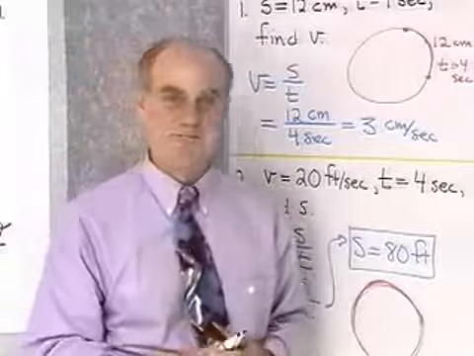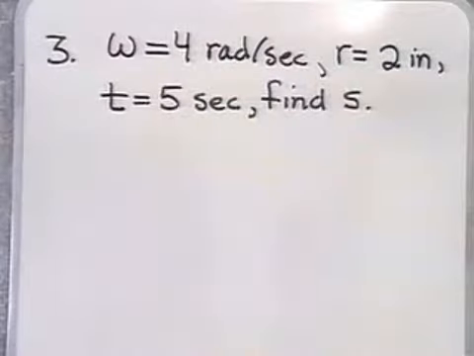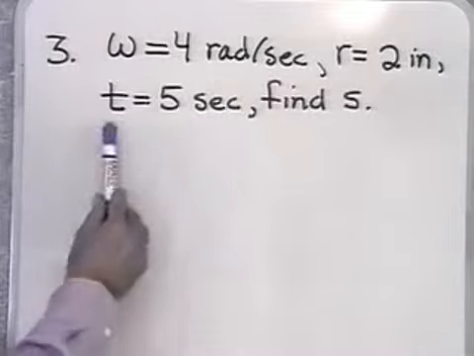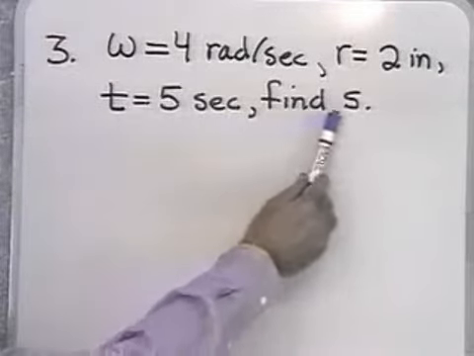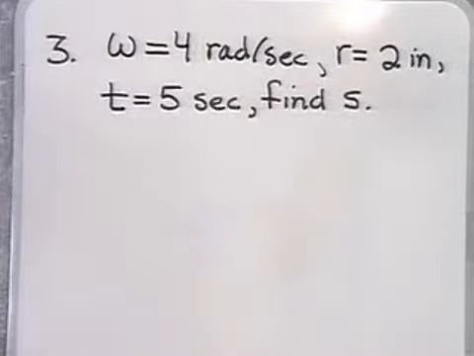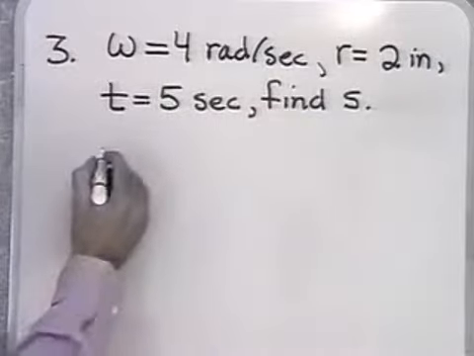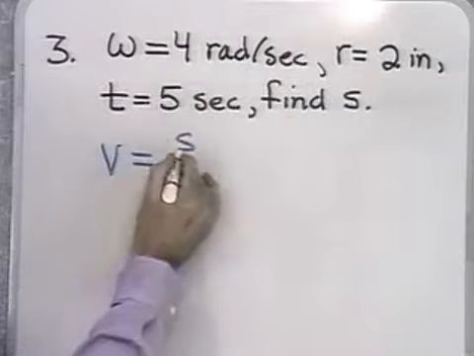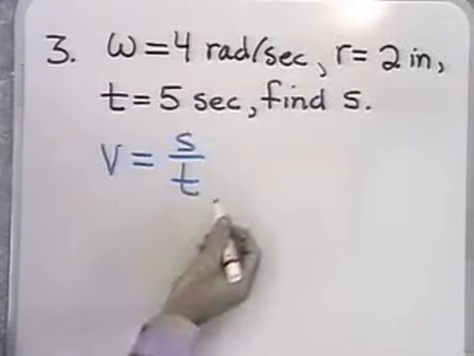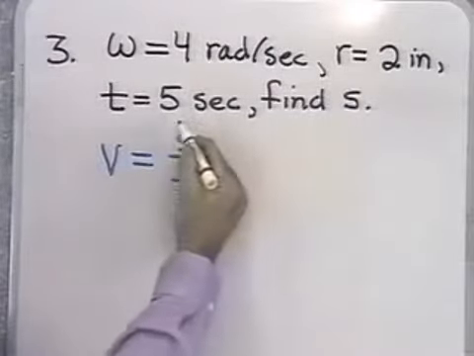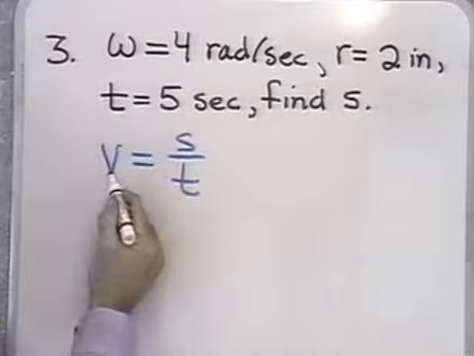Let's look at another problem. Suppose that the angular velocity, omega, is 4 radians per second, the radius of the circle is 2 inches, and the amount of time that the particle has traveled is 5 seconds. Let's find the distance that it's traveled. Well, I'm going to start with my formula for v, and v is equal to s divided by t. Now let's see, I'm looking for s, and I'm given t, so I've got part of this filled in, but I need v.